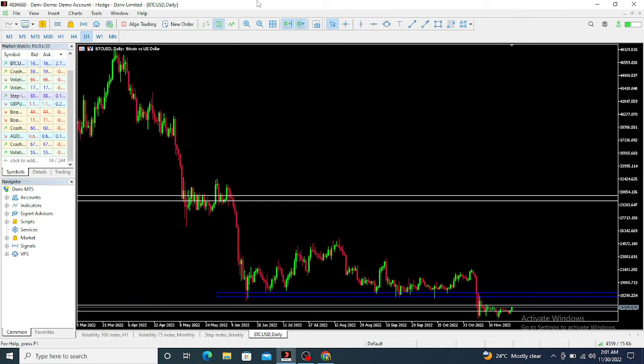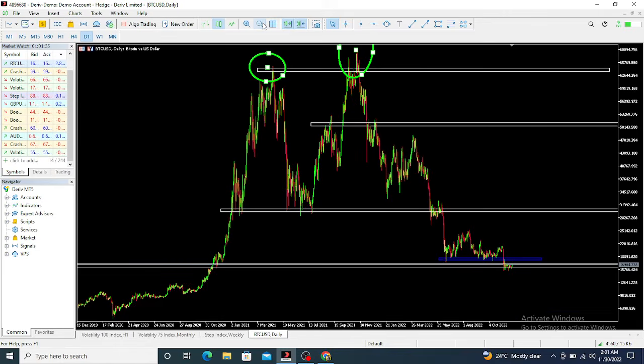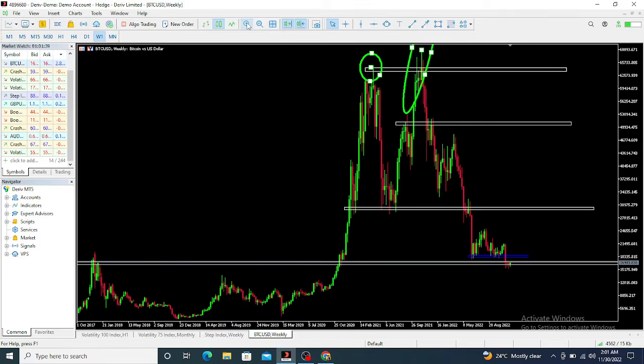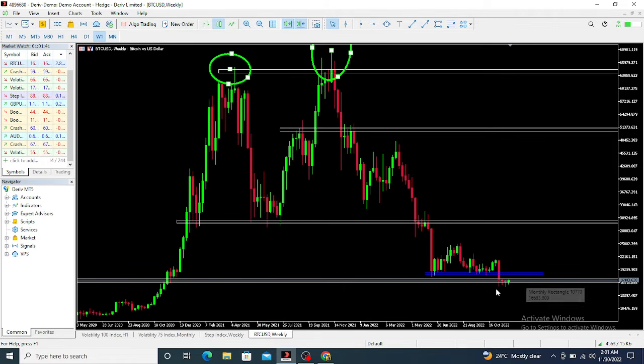So for Bitcoin, if Bitcoin actually successfully breaks through this area, I'll be looking forward for a break and a retest of this area and a continuation down to the downside.